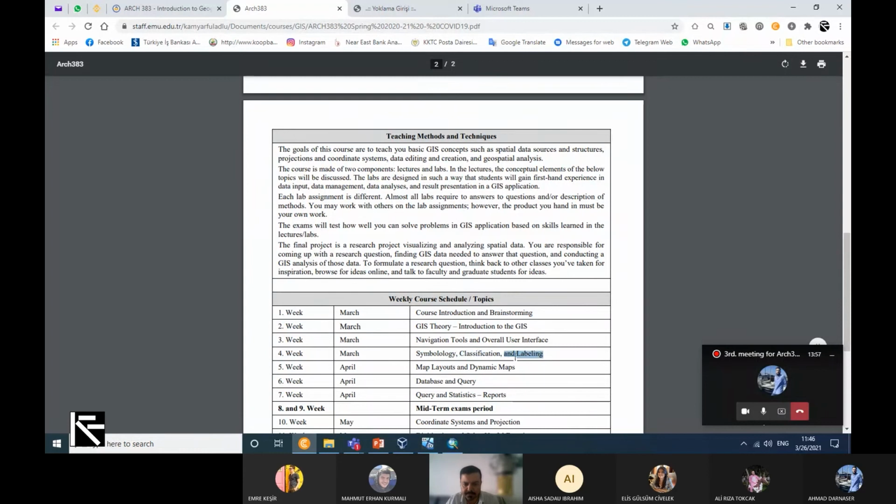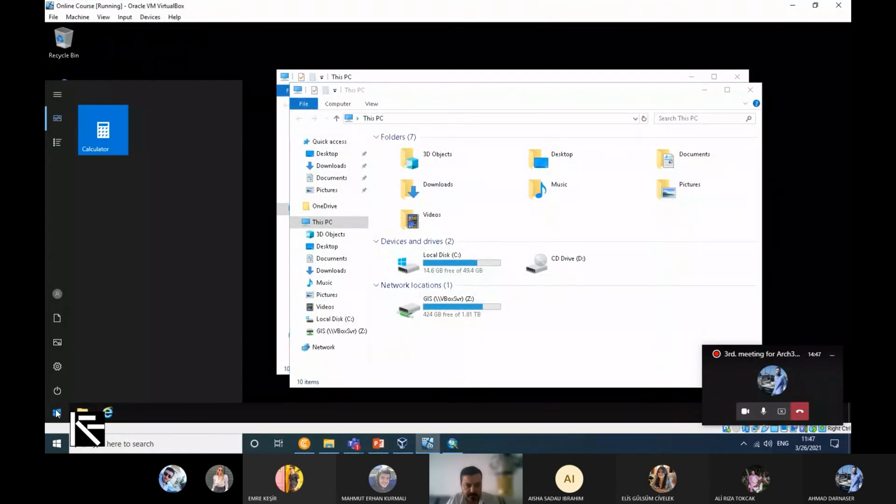and labeling. Actually, from this session, our course becomes much more interesting. The first lecture was theory, a boring one. In the second one, we just learned the overall interface of ArcMap and ArcGIS. But from this session, we start to do some practical projects, or let's say examples, through ArcMap, and from the next session you will be able to create your first real dynamic map.